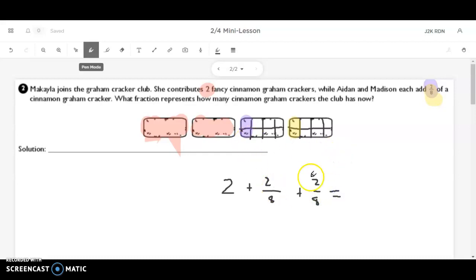So, let's start off with these smaller numbers first. When I put 2/8 and 2/8 together, how much will I have? Well, I'll have 4/8, right? 1, 2, 3, 4 eighths. So I'm starting with my fractions first. That way I can see if I make a whole number and I can regroup. But here I don't. And then I still have these 2 whole numbers. So my solution? 2 wholes, 4/8.